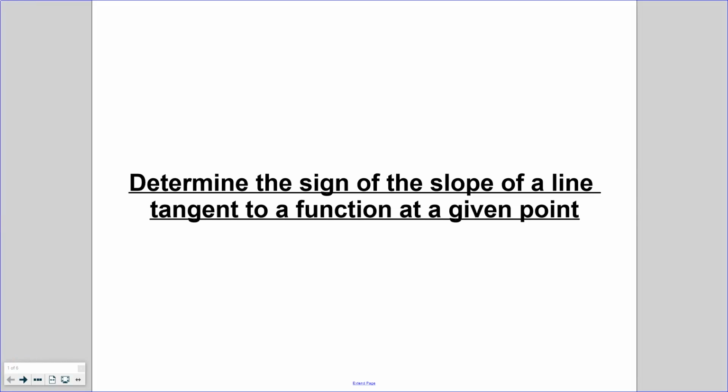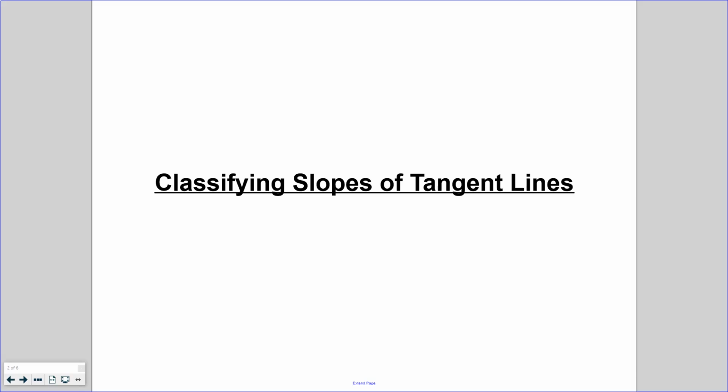Determine the sign of the slope of a line tangent to a function at a given point. So in this video, we're going to look at specific points in the graph, and we're going to identify whether or not their tangent line has a positive slope, a negative slope, or a slope of 0. But first, let's review and classify the possible slopes of tangent lines.